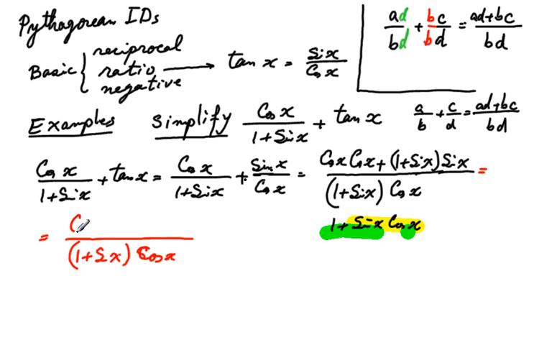So I say cosine square of x. 1 times sine is just sine of x. Sine times another sine is sine square of x.